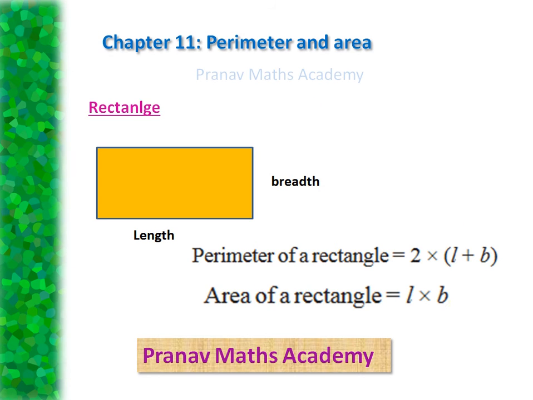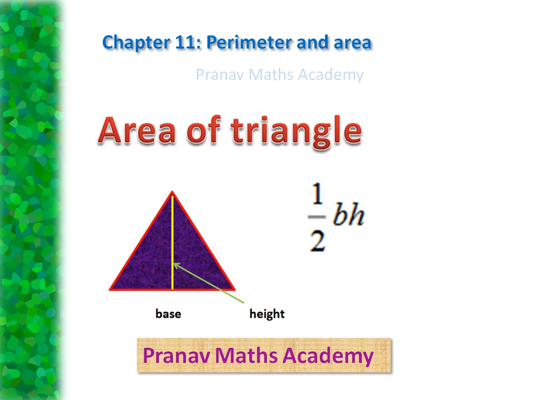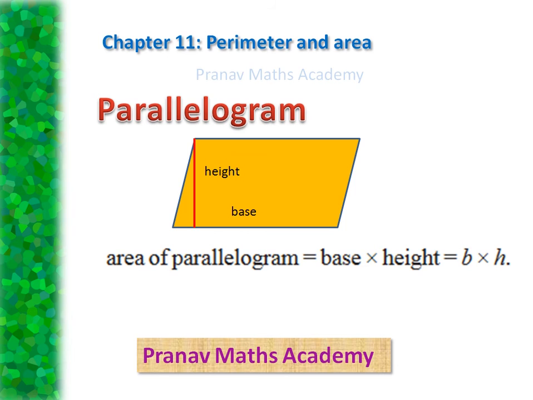Perimeter of rectangle equal to 2 into length plus breadth. Area of rectangle equal to length into breadth. Area of triangle. Area of triangle is equal to half BH. Here B is the base, H is the height. Parallelogram. Area of parallelogram equal to base into height.